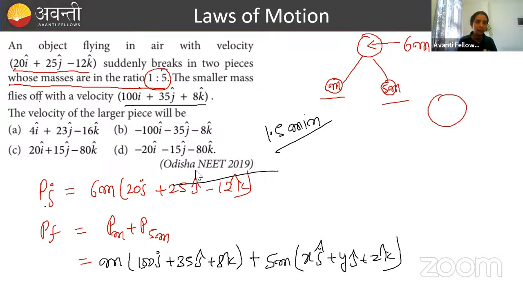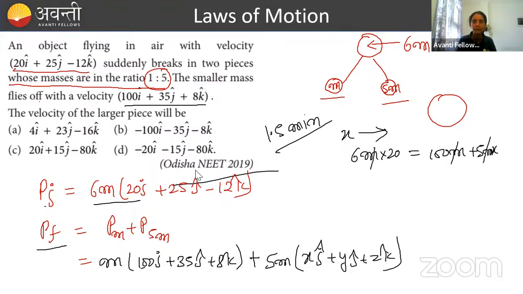It means the i component of initial momentum should be equal to the i component of final momentum. So finally, momentum along i direction is how much? 100m plus 5mx. Along x direction, initial momentum is 6m into 20. Final momentum is 100m plus 5mx. Do one thing, cancel m from everywhere. This is 120, this is 100, so this is 25x. So x is how much? We are getting x as 4.